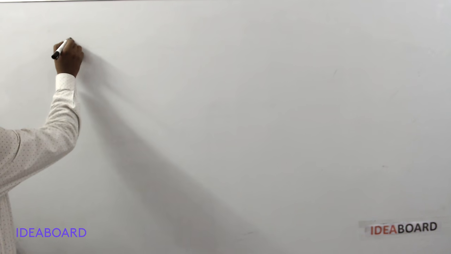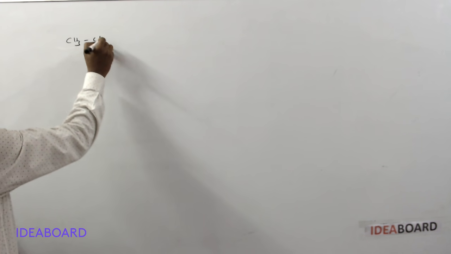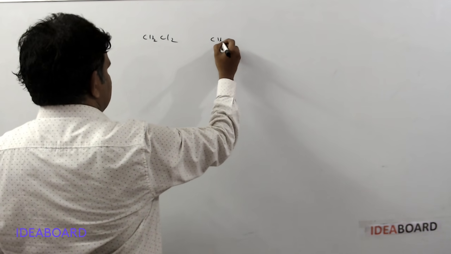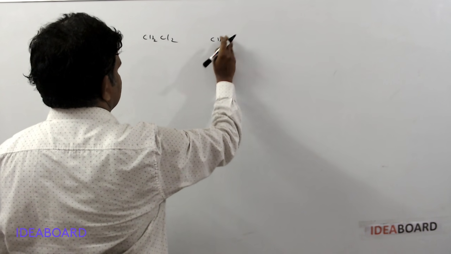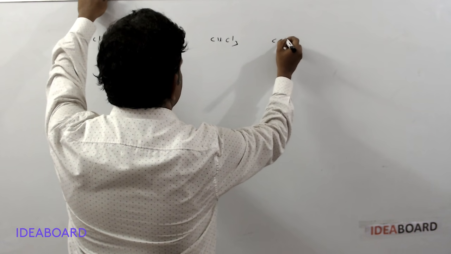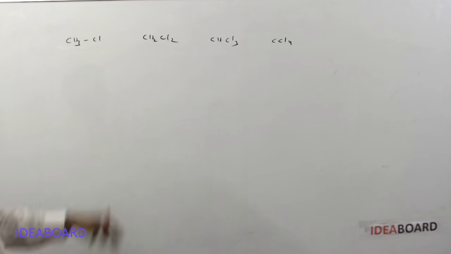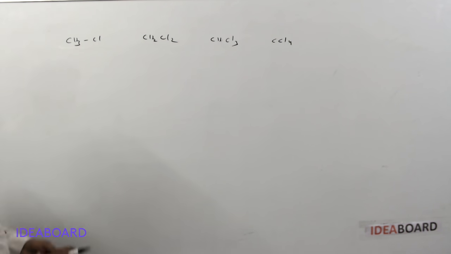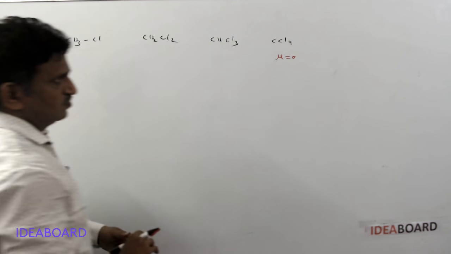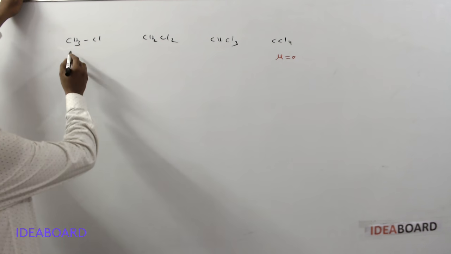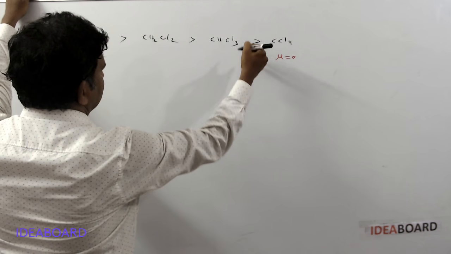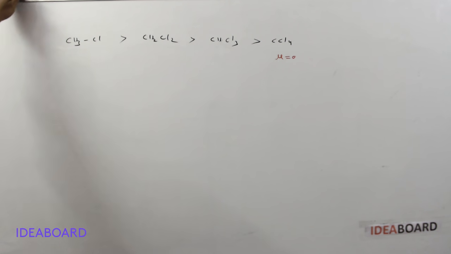It is better to go through the dipole moment of CH3Cl, CH2Cl2, CHCl3 and CCl4, which has more dipole moment. I think you can guess very easily about this one: CCl4 has mu equal to 0. Here CH3Cl has the highest dipole moment, then CH2Cl2, then CHCl3 and CCl4.